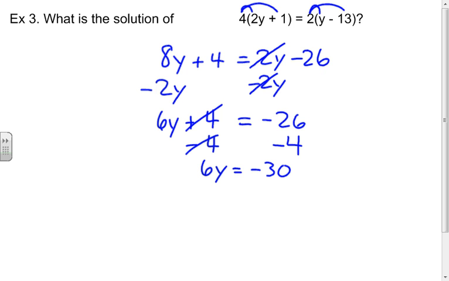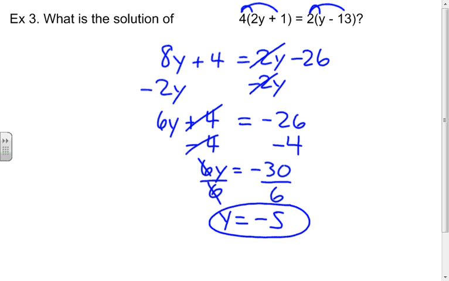The variable is not by itself. It's being multiplied by 6. So I need to divide by 6. Both sides. Inverses cancel. Negative 30 divided by 6 is negative 5. My variable is by itself, so that's my answer. Again, I can plug it back into the original problem in order to check it.